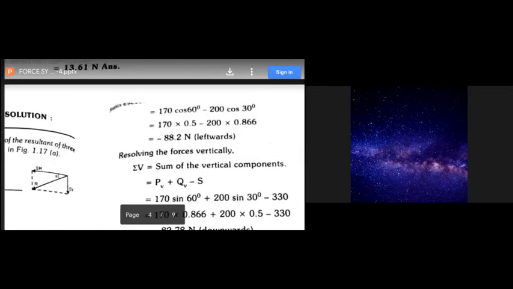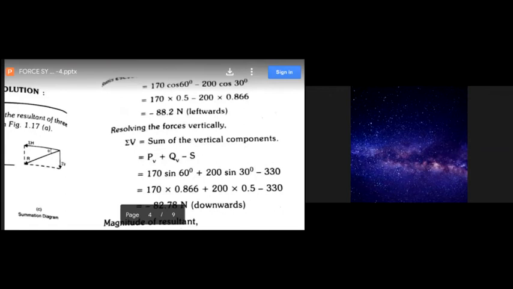And the third force has no horizontal component, so there are only 2 components. So calculate, and after calculation we will get sigma H equal to minus 88.2 newtons. Here the minus indicates direction, that is the leftward direction. Similarly, resolve the vertical components of all forces.